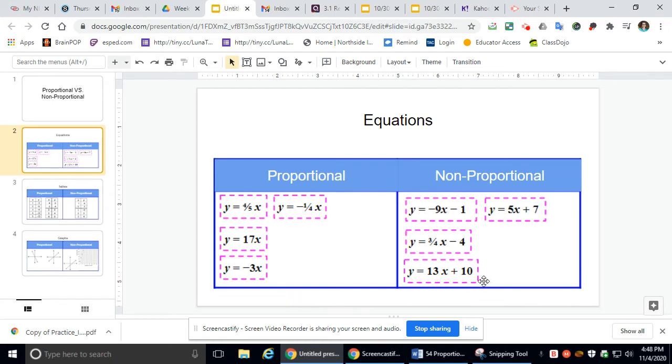But when you go to non-proportional relationships, you will notice that you are using the formula y equals mx plus b, where you have a y-intercept that is not 0. For example, -1, -4, plus 10, plus 7, all of those are y-intercepts other than 0, and that's what makes them non-proportional.